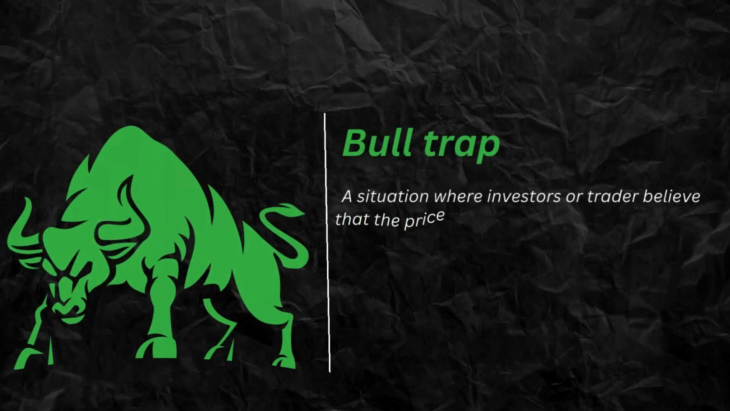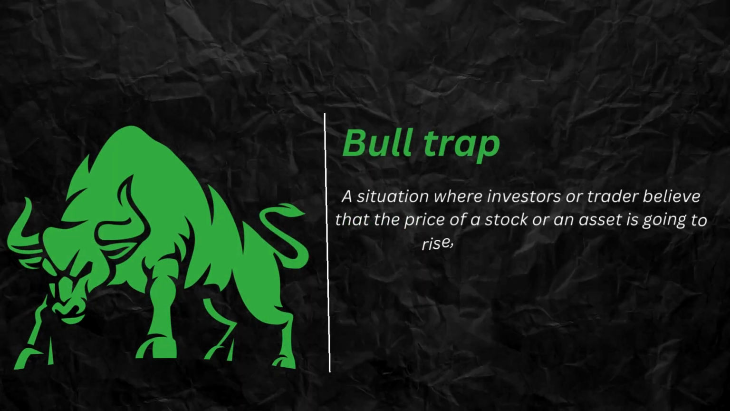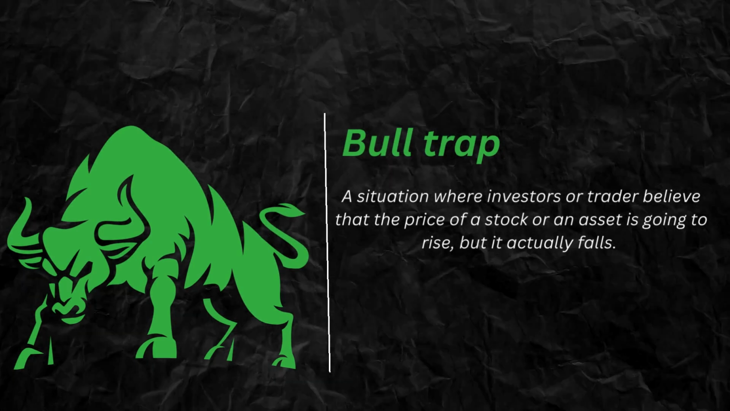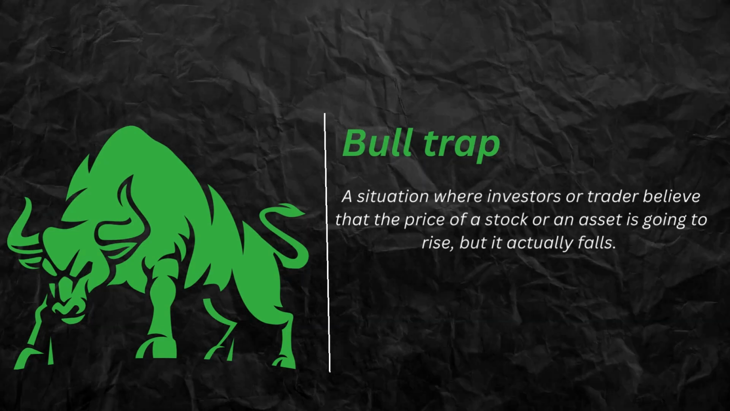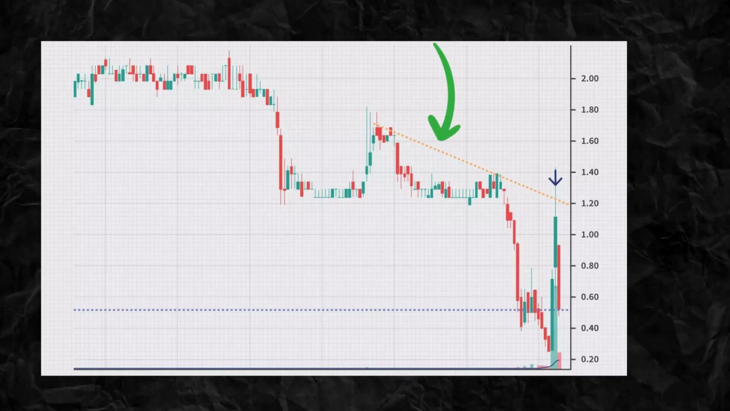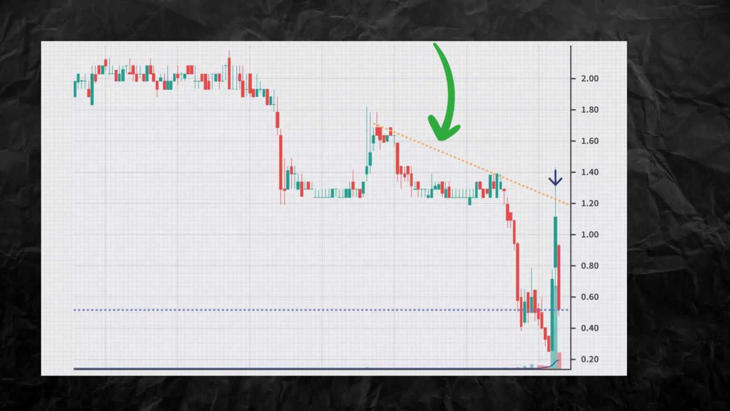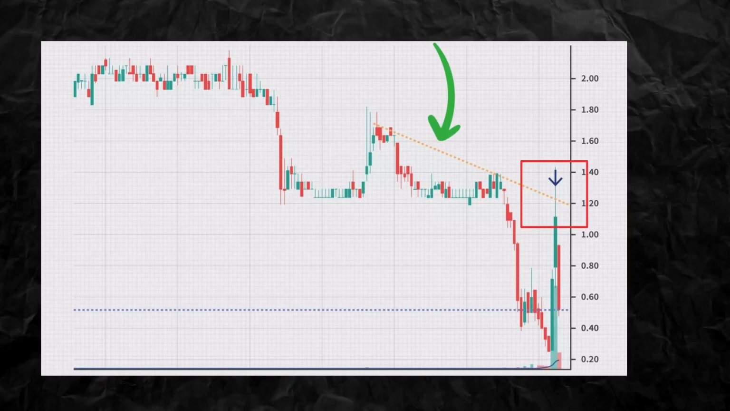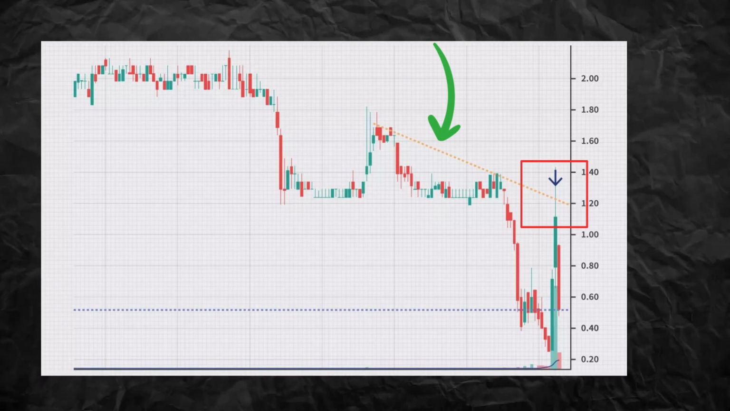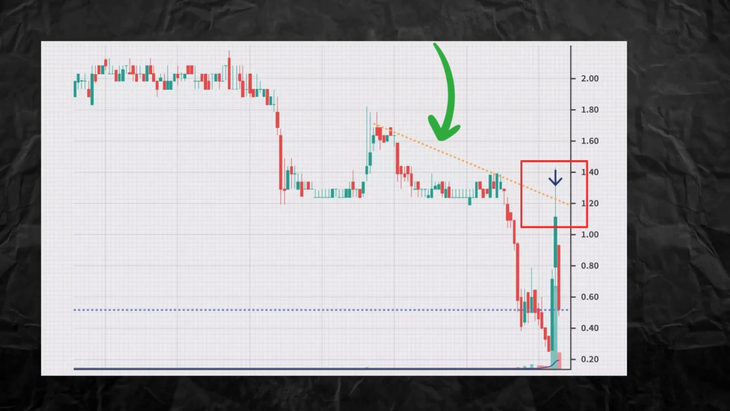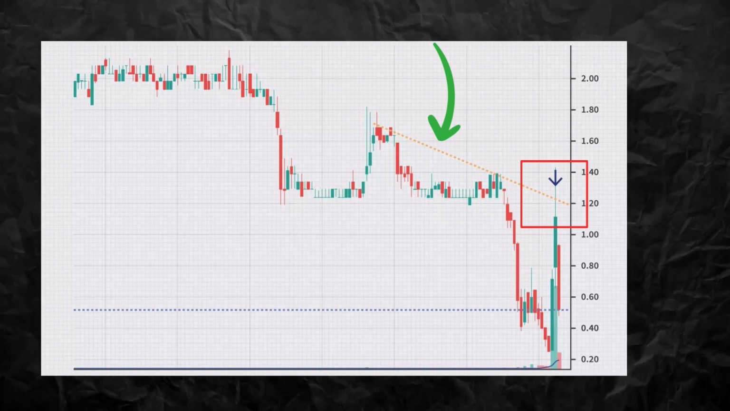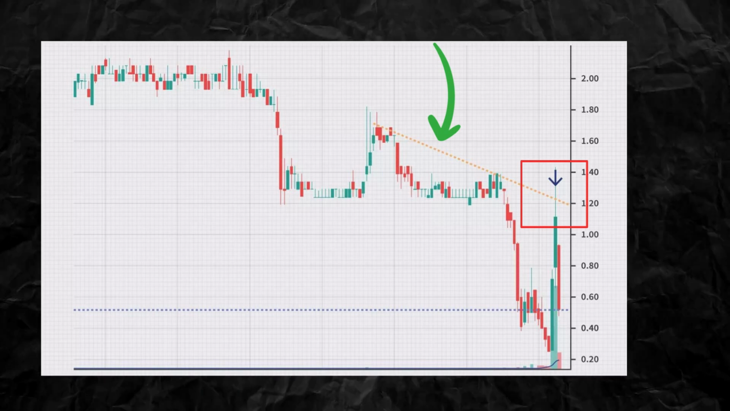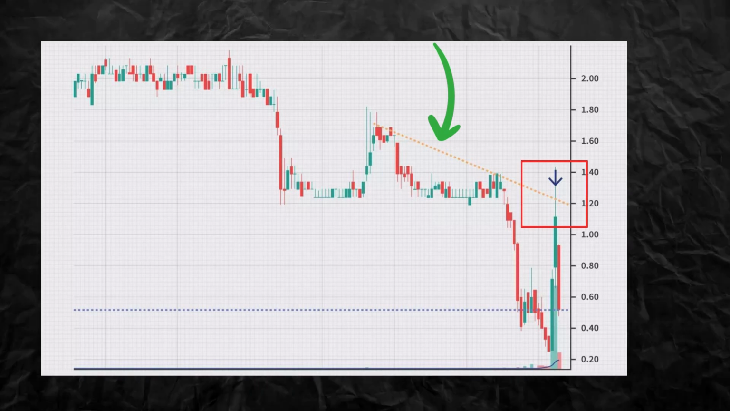A bull trap is a situation where an investor or trader believes that the price of a stock or an asset is going to rise or make a rally towards the upside, but in reality it ends up falling, going in the other direction. In this picture you can see an example of a bull trap. The trend line acted as an important resistance level and you could see a breakout above it. Once the price broke that trend line, most of the traders planned a buy trade or a bullish side trade, and as a result you can see it was completely a bull trap. The buyers got trapped and the market ended up being bearish.